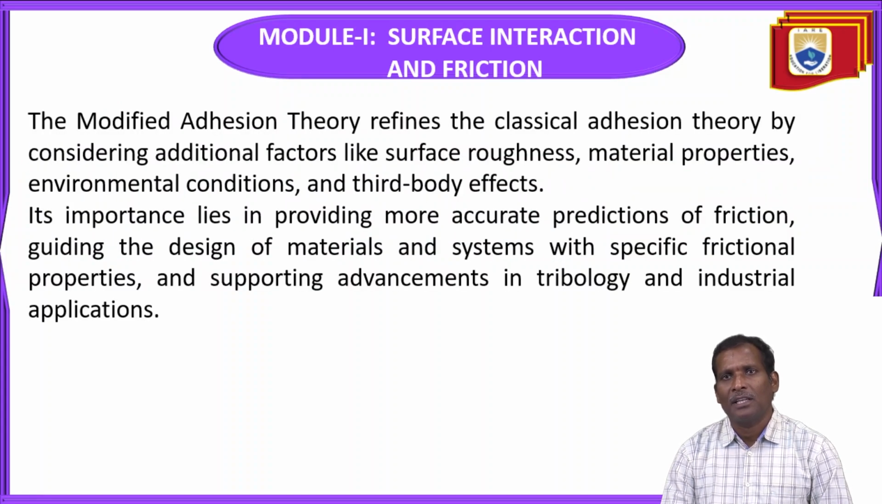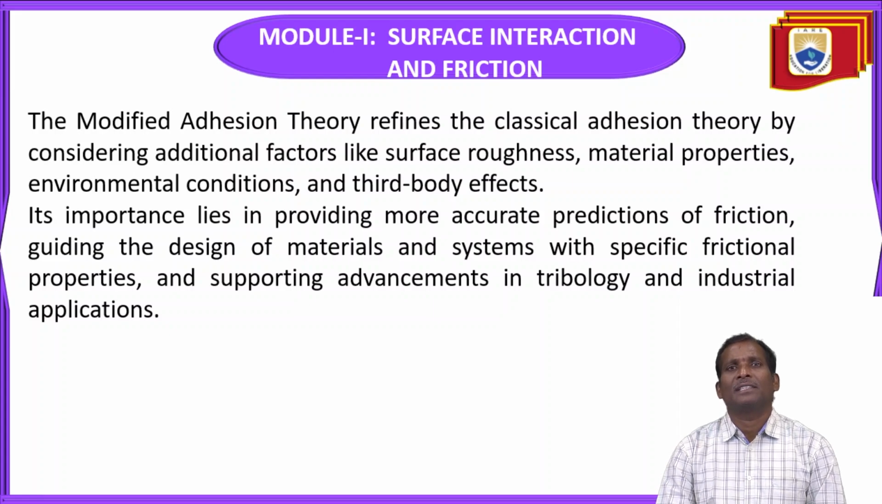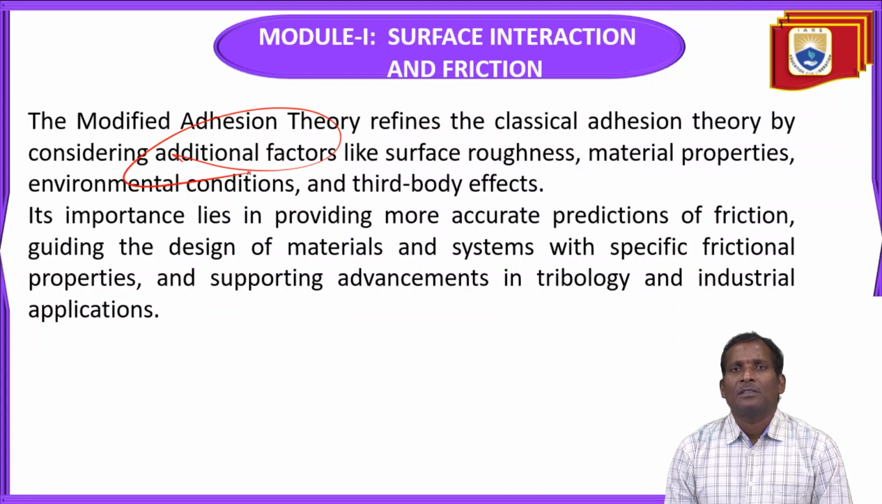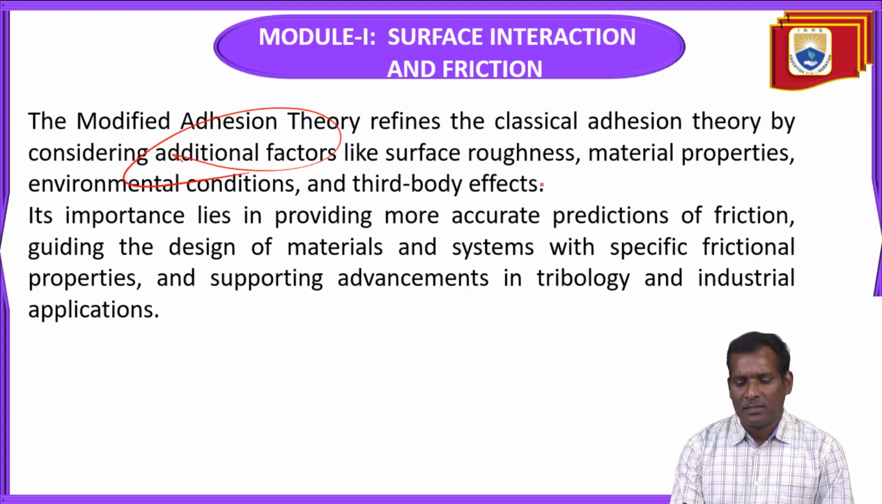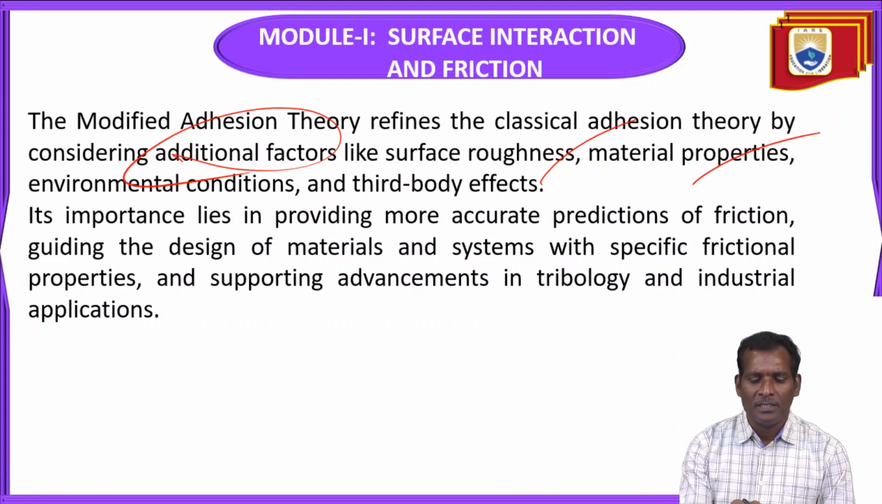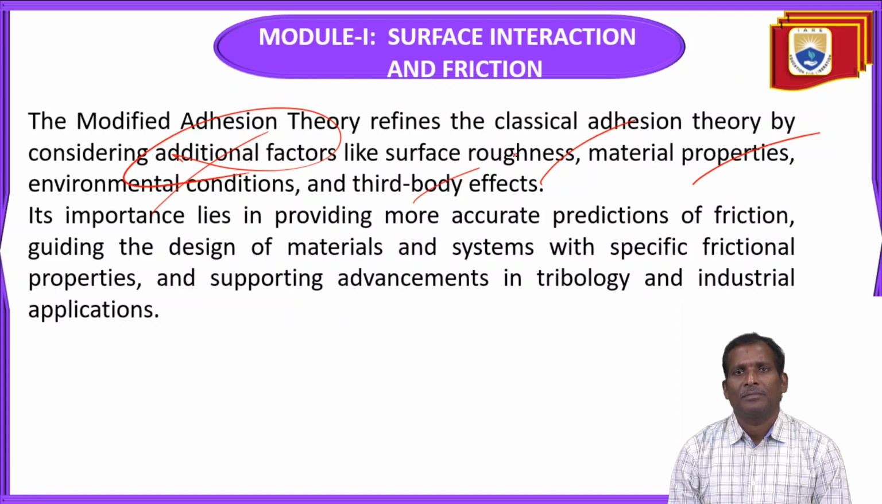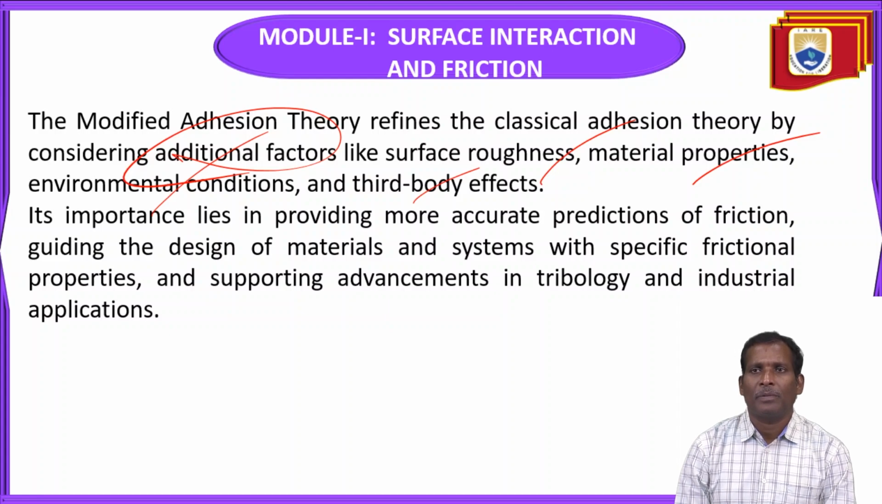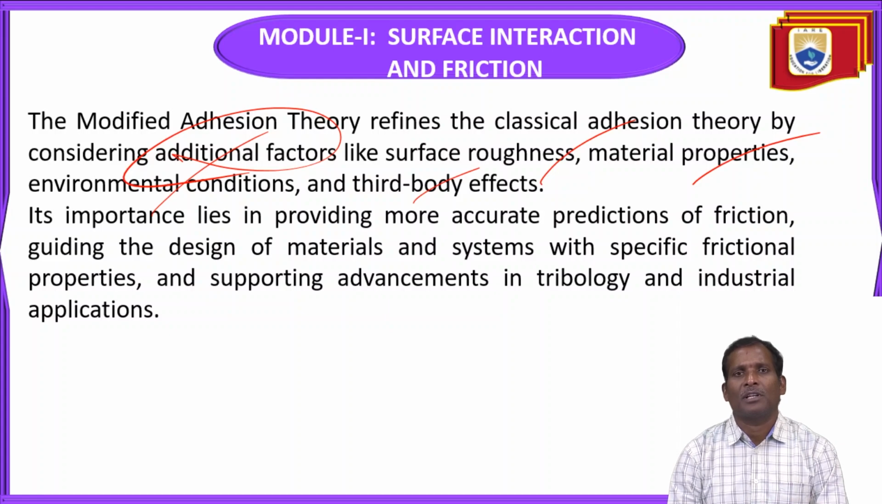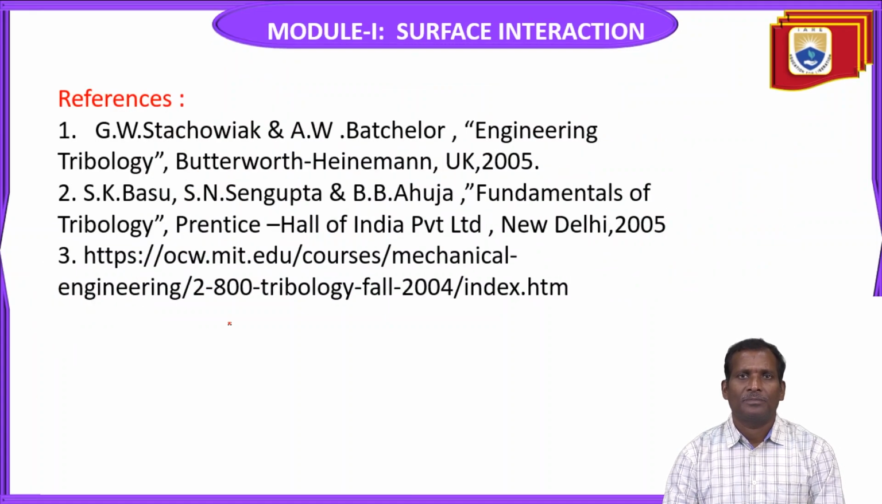So the modified adhesion theory refines the classical adhesion theory by considering additional factors. What are the additional factors? These additional factors are surface roughness, material properties, environmental conditions, and then third body effects. So its importance lies in providing more accurate predictions of friction, guiding the design of materials and systems with specific frictional properties, and also supporting advancements in tribology and industrial applications.